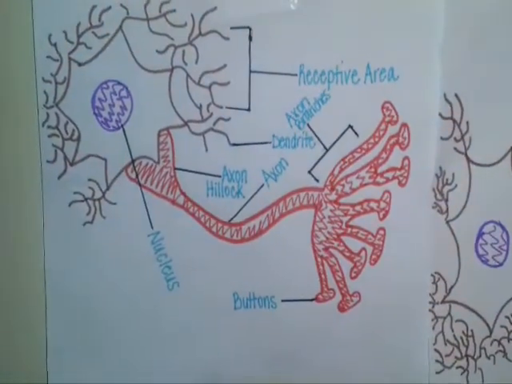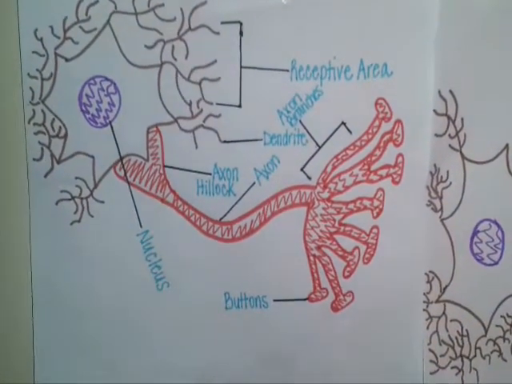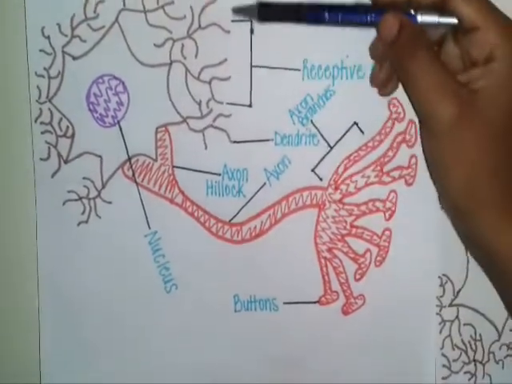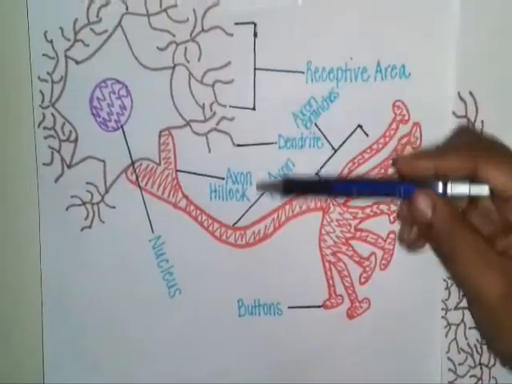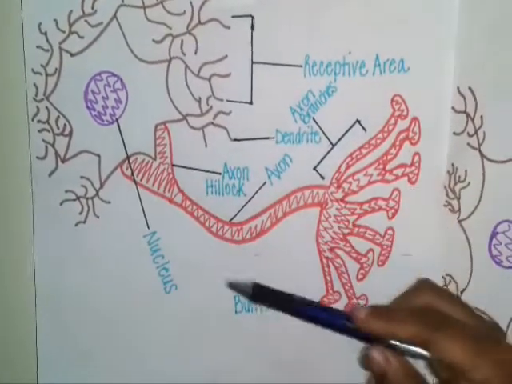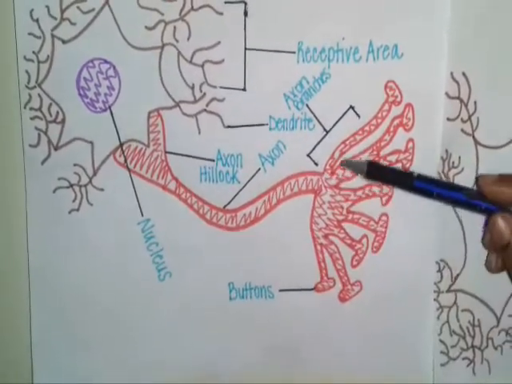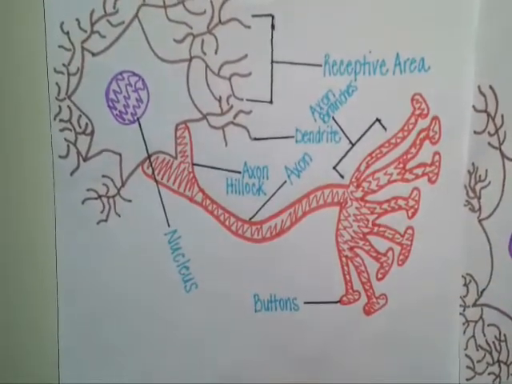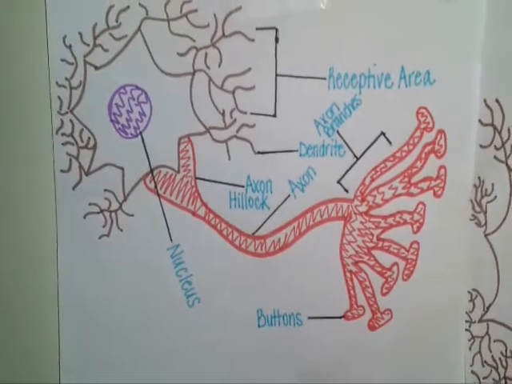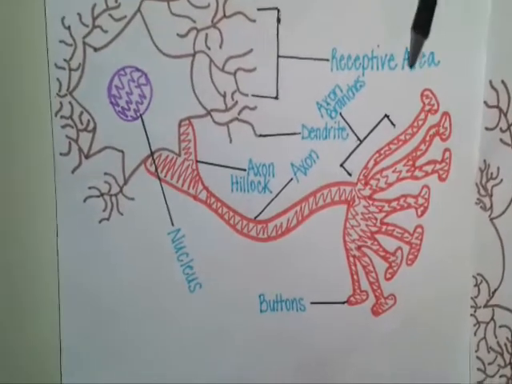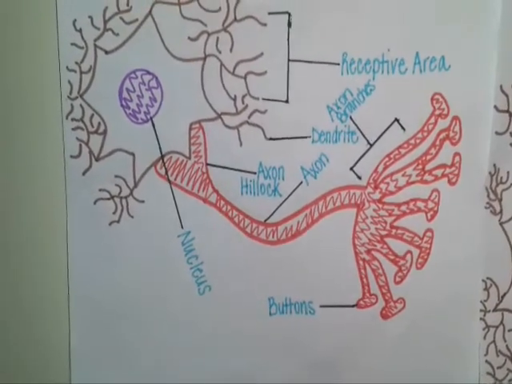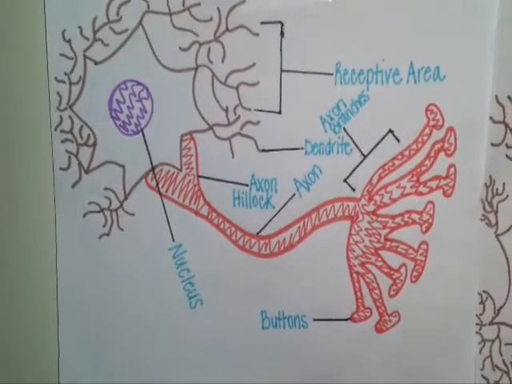Here illustrated in cell A, we can see that a neuron has a cell body, dendrites with a receptive area, an axon hillock, an axon, branches, and the axons each have buttons. Neurotransmitters can be released into the synaptic gap. When this happens, 4 things can happen.